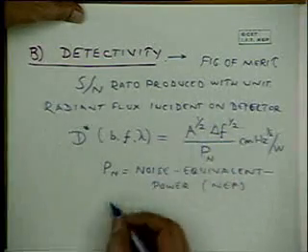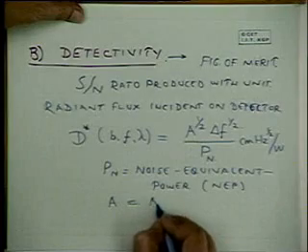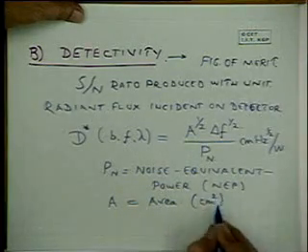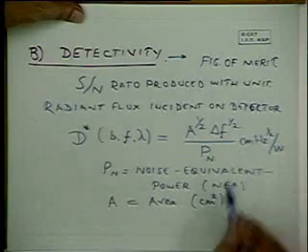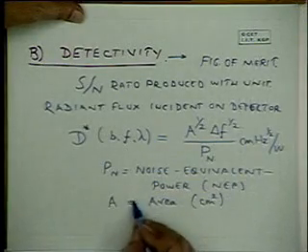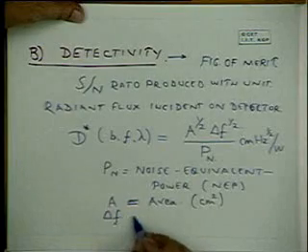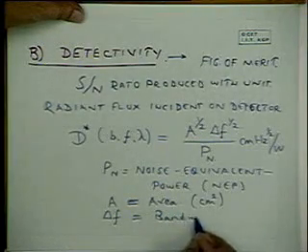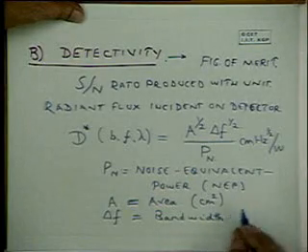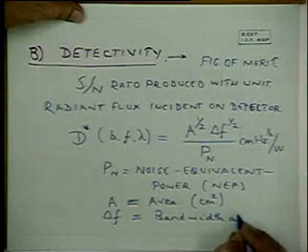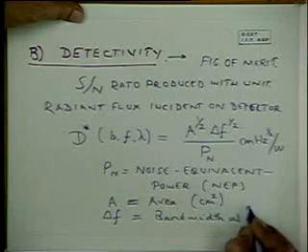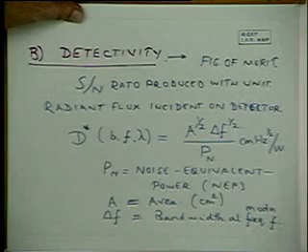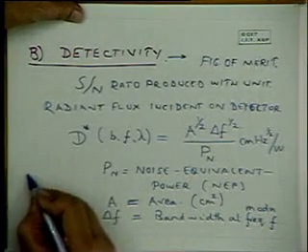A is the area in centimeters squared, so that's why this is centimeters. Delta F, let me write, this is the bandwidth at modulation frequency F.